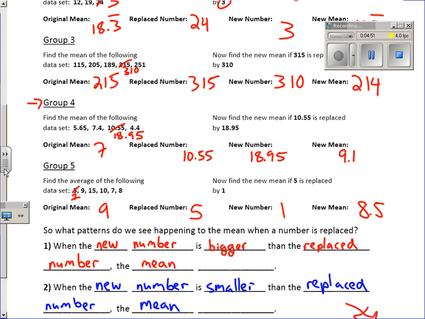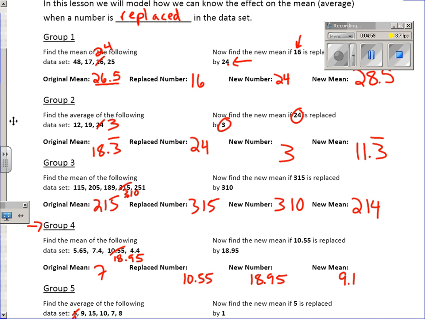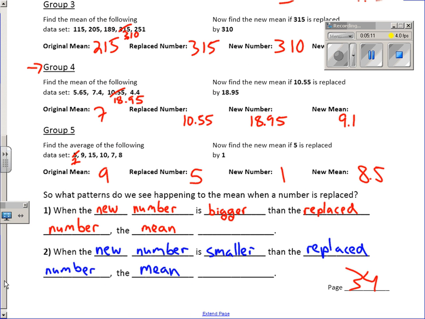Let's see if that is true on another one. In group 1, my new number was 24, which is bigger than my replaced number, 16, and my average went from 26.5 to 28.5. It also increased. So anytime the number you put in the place of what you took out is bigger, for example you take out 20 and put in 30, that's going to increase the average. The mean is going to increase. And it doesn't make a difference if the number you put in is bigger or smaller than the average. All that makes a difference in this situation is whether it's bigger or smaller than the number it replaced.